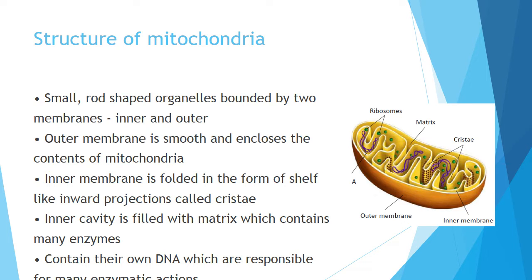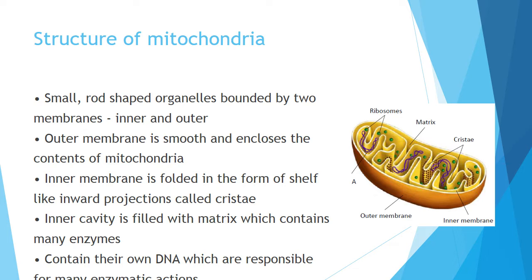Structure of mitochondria. These are small rod-shaped organelles bounded by two membranes, inner membrane and outer membrane. As you have seen in your picture, the outer membrane is smooth and encloses the contents of mitochondria. The inner membrane is folded in the form of shelf-like inward projections called cristae. The inner cavity is filled with matrix which contains many enzymes. Mitochondria have their own DNA which is responsible for many enzymatic actions.